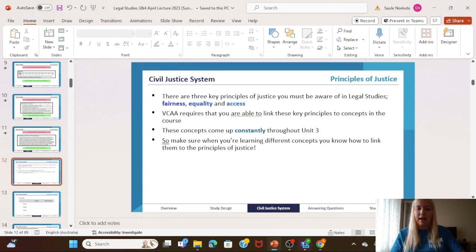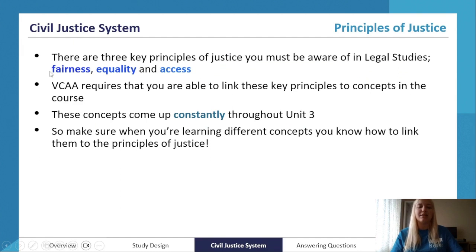Okay, so now we're up to the end of the study design stuff, and we'll get to the civil justice system. So first of all, we need to do a bit of a revision of the principles of justice, and we'll talk a little bit about how you will see some connections in how the application of the principles of justice slightly differs when working with the civil justice system rather than the criminal justice system, which you just would have done. So we know fairness, equality, and access, and we should all be well familiar with these.